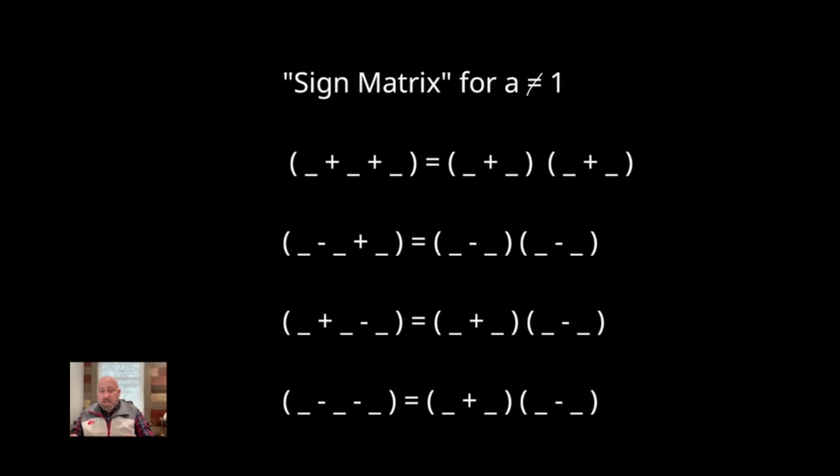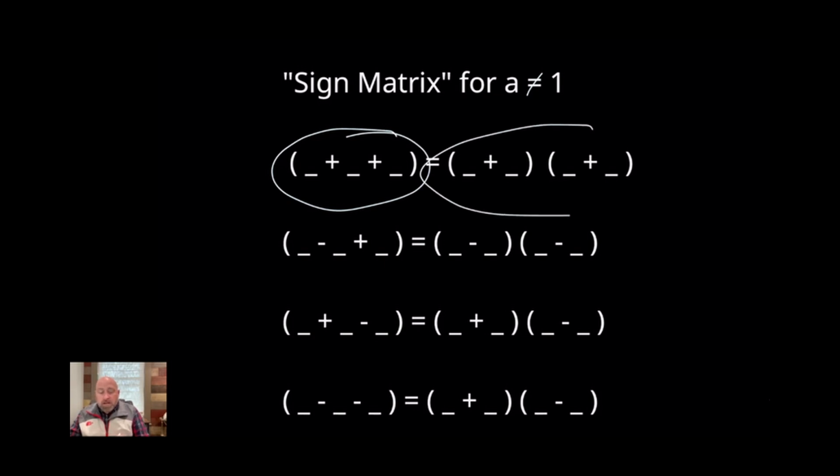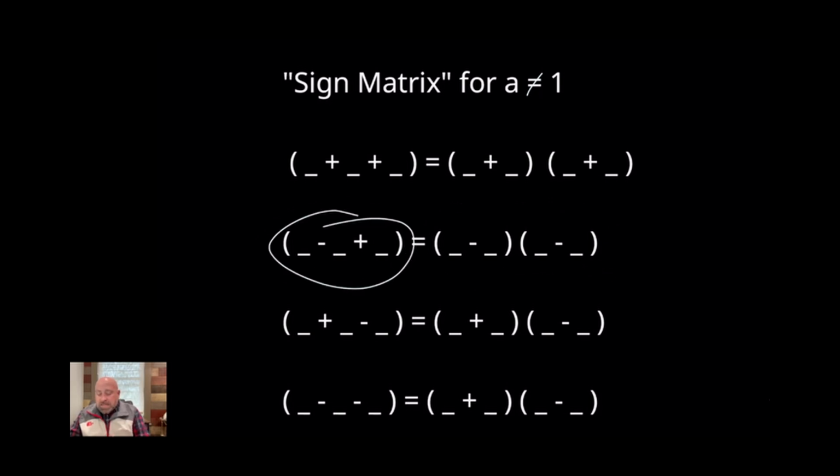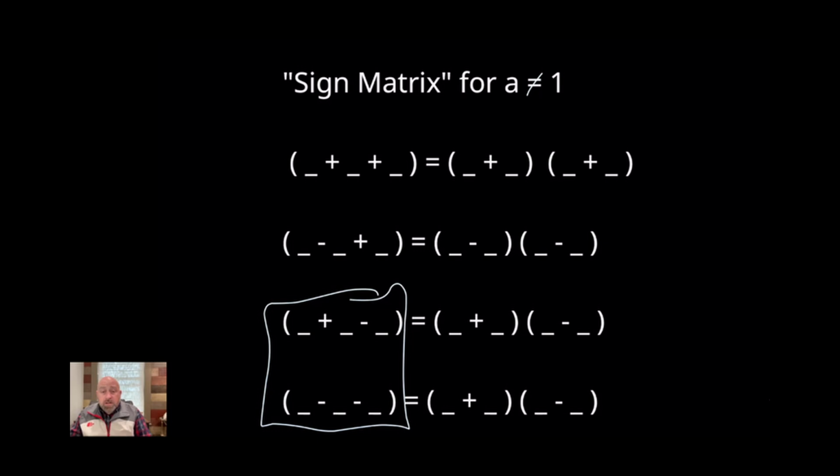All right. I showed you this sign matrix for the ones where the A does equal 1. Now this is the sign matrix when A does not equal 1. If you'll notice, the plus plus stays the same, and you get plus plus. The minus plus also stays the same, and you get minus minus. Now, this one can potentially change a little bit, but for the most part, this one's going to stay the same. These two right here are different when the A does not equal 1.